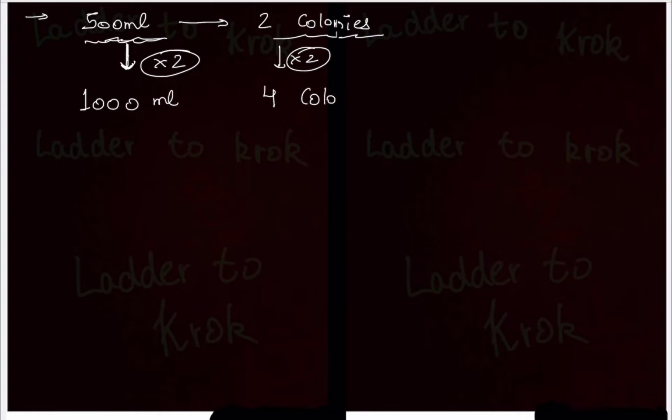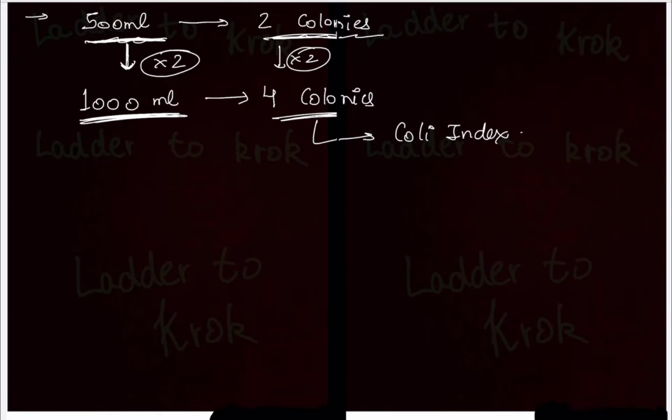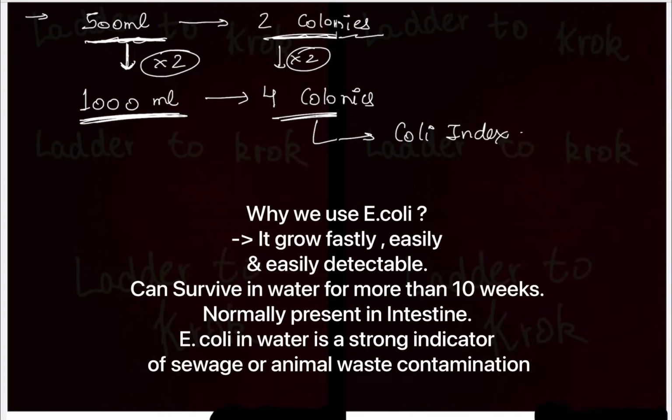It's a very simple concept. In 500 ml there will be 2 colonies, so how much will be in 1000 ml? There will be 4 colonies. So these 4 colonies are the coli index. Coli index means the amount of E. coli in 1 liter.